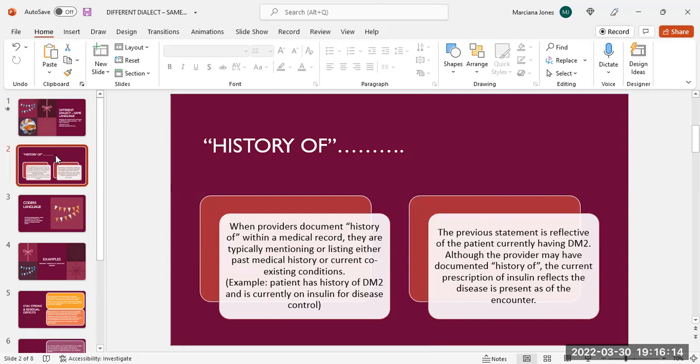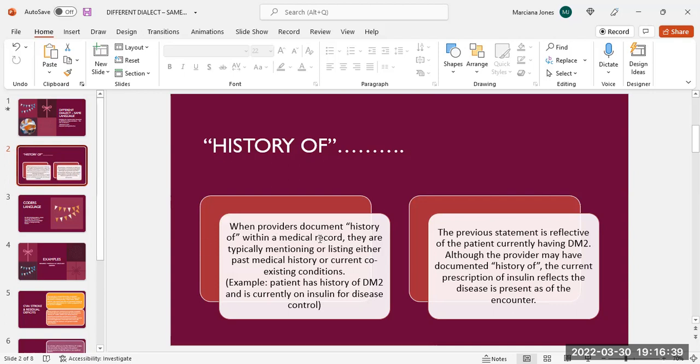However, clinicians may write in their medical records, medical charts, or documentation that the patient has a history of diabetes, a history of hypertension, a history of cancer. These things may still be present, but they usually list it under history of, as in the history of the patient's conditions. So we have to bridge that gap and make sure that we're on the same page. So I'll read the slides.